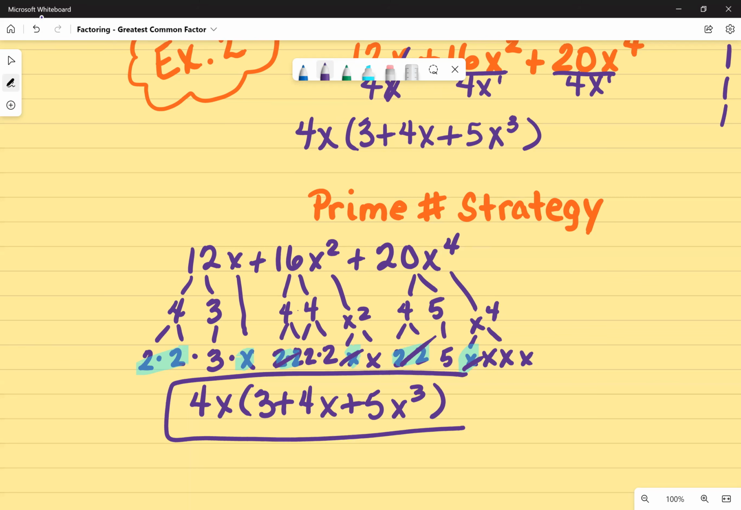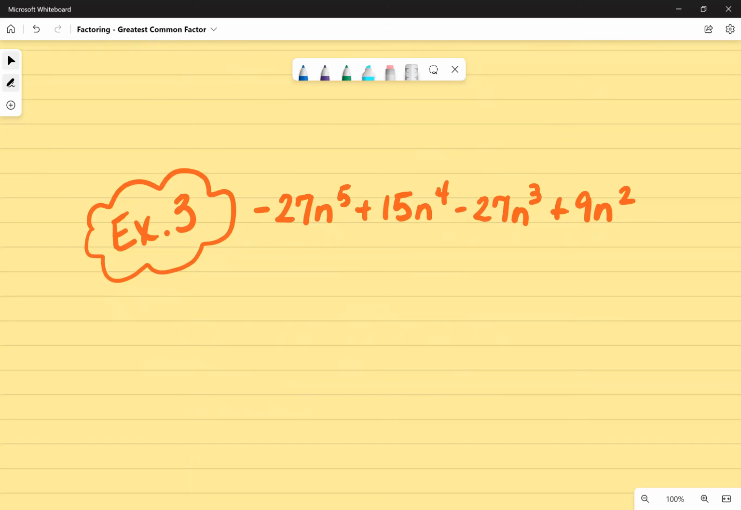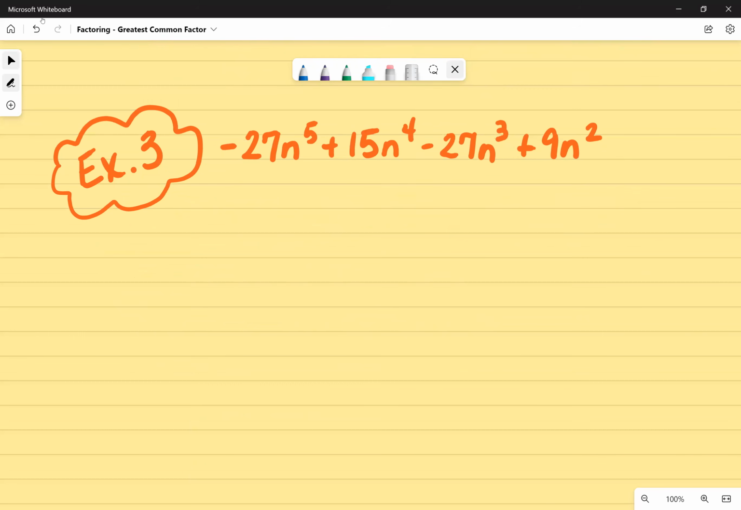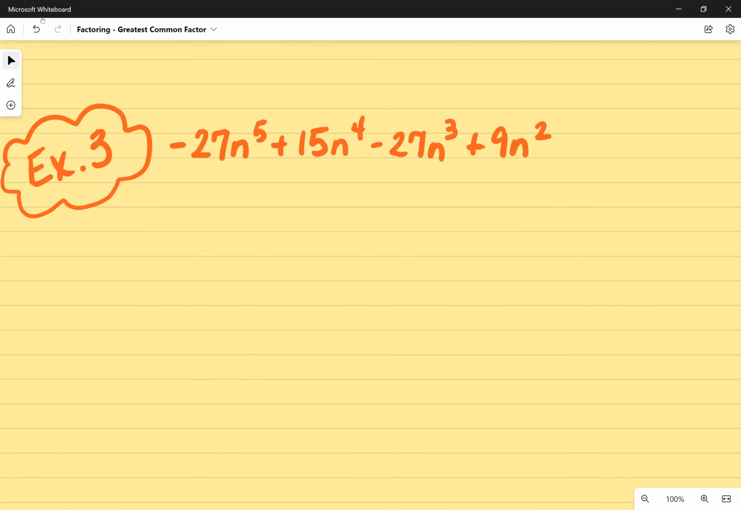And again, that's the same answer that I got a few minutes ago. I personally don't like that method, but again, some people like to use that method. So there you go. And then my final example for today is going to be when it looks like this. So I'm doing the same thing. I want to go ahead and try to figure out what is my greatest common factor.